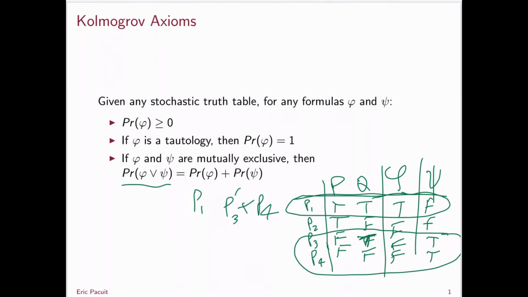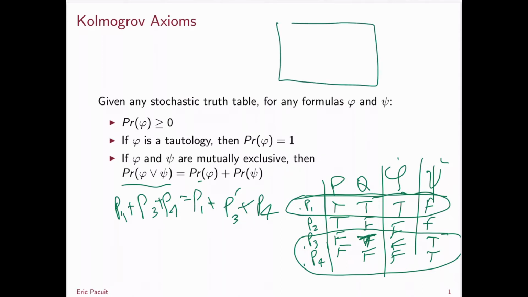Well, phi or psi is true on every row in which either phi is true or psi is true. Well, that's going to be rows 1, 3, and 4. So the probability of phi or psi is P1 plus P3 plus P4. And of course, those two numbers are in fact the same when you add up the probability of phi to the probability of psi.